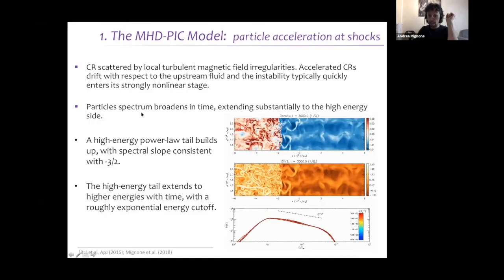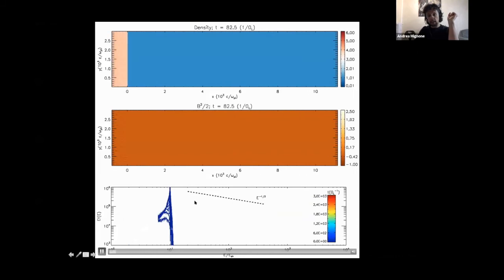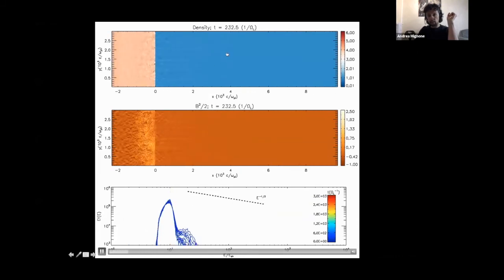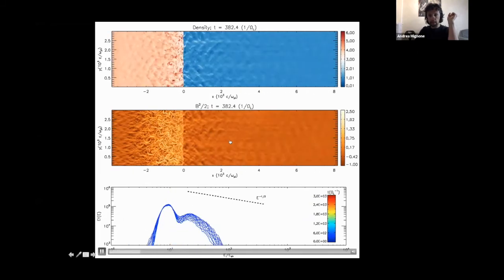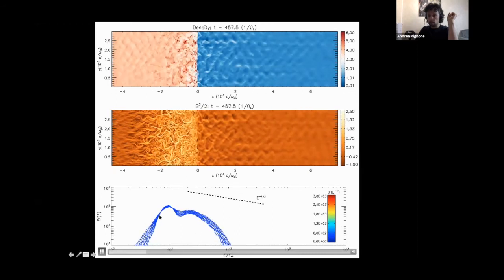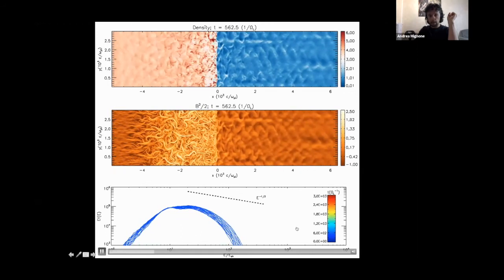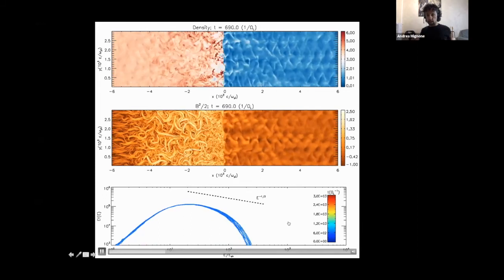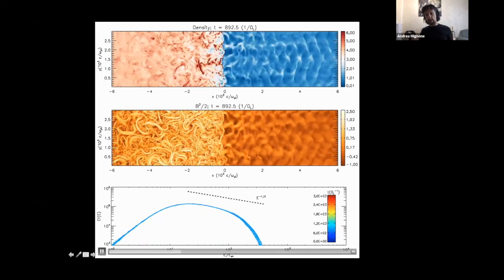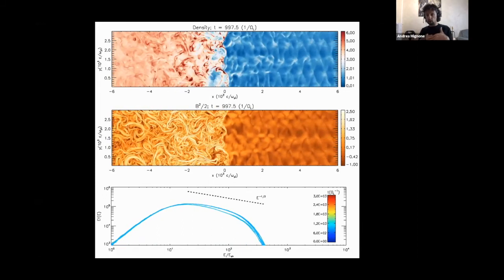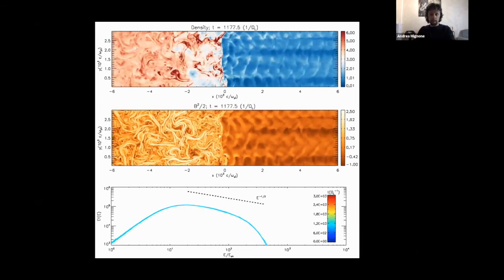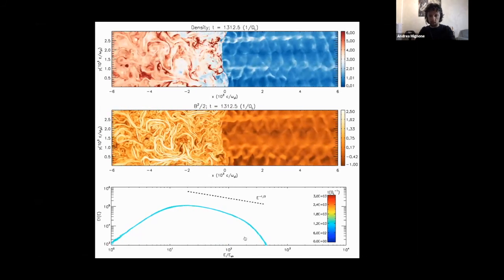reflected, they gain energy. Now, what you see here is density in the top panel, magnetic field in the middle panel, and the energy spectrum in the lower panel. Now, the spectrum broadens in time, okay? And it will eventually form a power law with the cutoff, which is approximately exponential here.